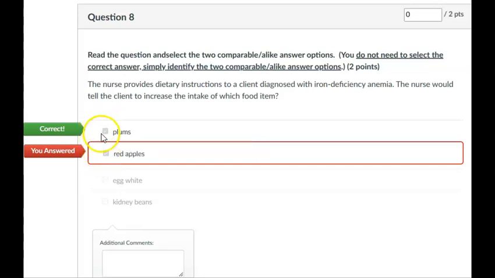This one, the 2 comparable answer options were plums and red apples. They're both fruits, helping you lump those 2 together. It's not always going to be 100%. You could have a question about a certain vitamin in a fruit where one has it and the other one doesn't. But again, just a test-taking strategy that you'll be able to use, especially helpful with eliminating answer options. If you were curious, the correct answer for this one is kidney beans.